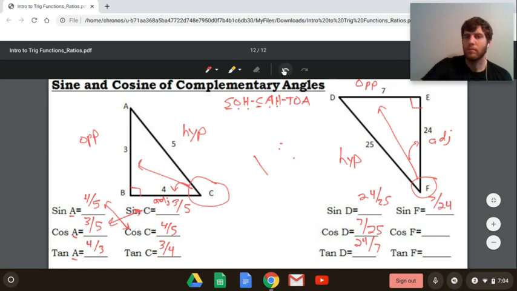Sine is opposite over hypotenuse. So opposite is 7. Hypotenuse is 25. Okay. Cosine of F, right? That's going to be adjacent over hypotenuse. So adjacent is 24. Hypotenuse is 25. And then tangent of F is TOA. So opposite over adjacent. So that's going to be 7 over 24.